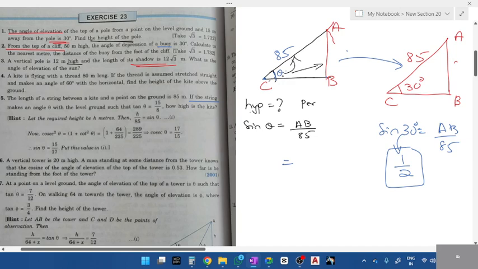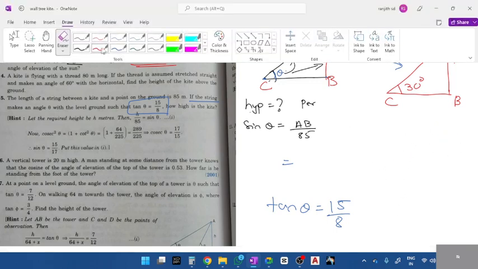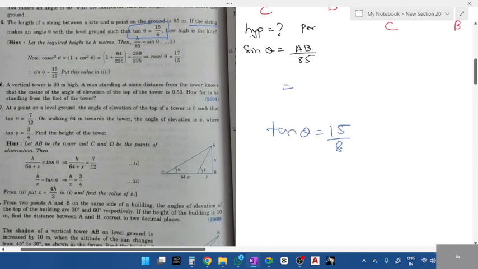Here theta is not given, students. Instead of theta, what have they given here? Tan theta is equal to 15 by 8. So whenever the theta value is not given, and in place of theta some other value is given, like tan theta, cot, sine, we use your 9th standard concept. What is tan theta? What is the tan theta formula?